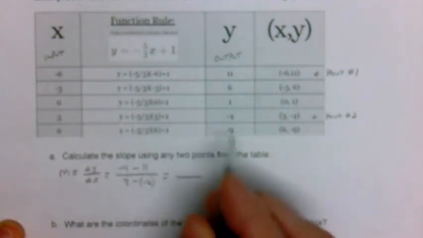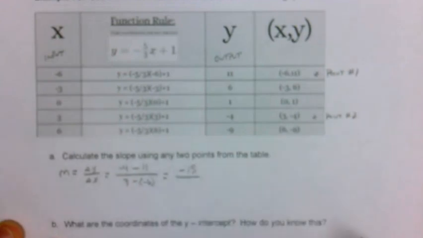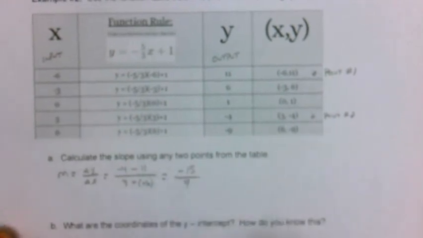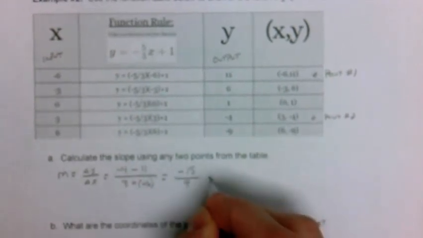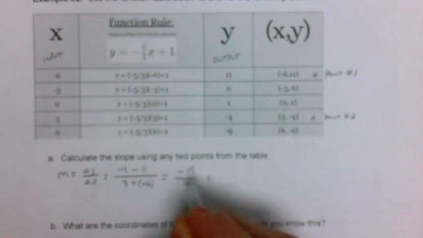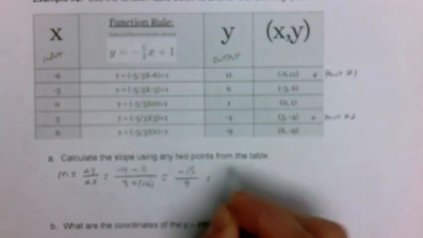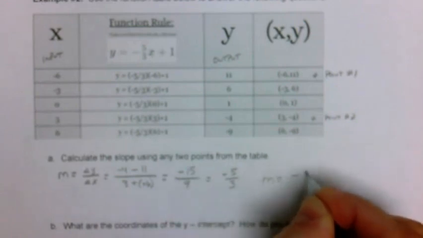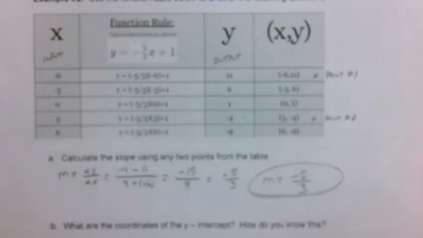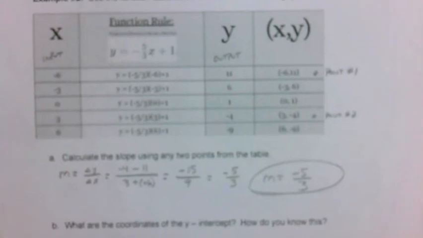Well, negative 4 minus 11 is negative 15. And 3 minus negative 6 is the same as 3 plus 6, which is 9. So I get a slope of negative 15 ninths, but both of those numbers are divisible by 3. And so if I were to simplify this, I would end up with negative 5 thirds. M, the slope of this line, is negative 5 thirds.